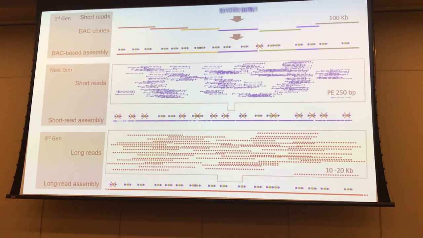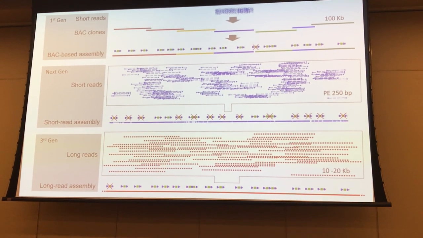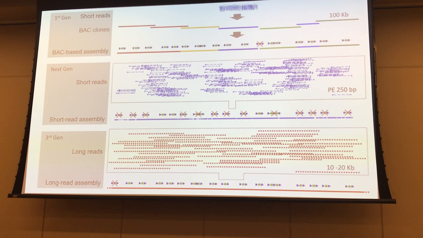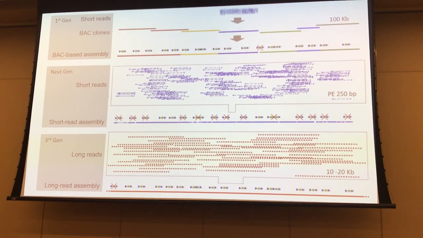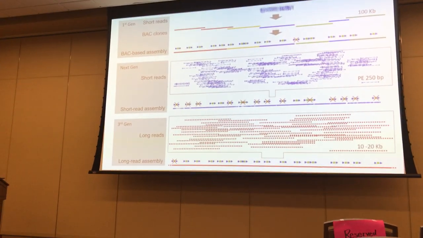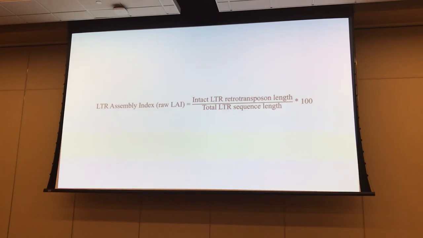So from this concept, we know LTR is very sensitive to sequencing quality, and if you have a good genome, you have good LTR detection. On the reverse, if you detect lots of LTRs, it means the genome quality is really high. So on that basis, I developed this LTR Assembly Index, called LAI.